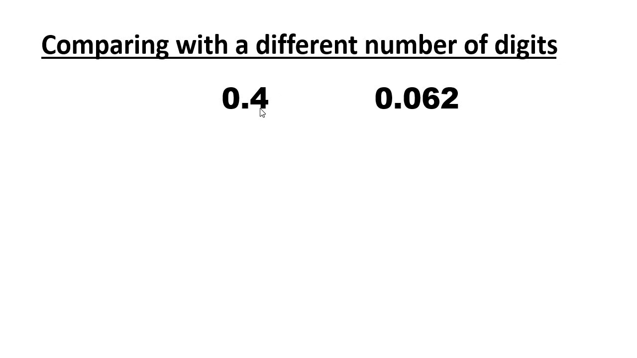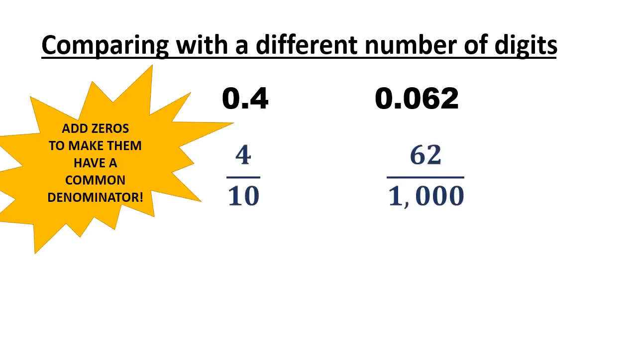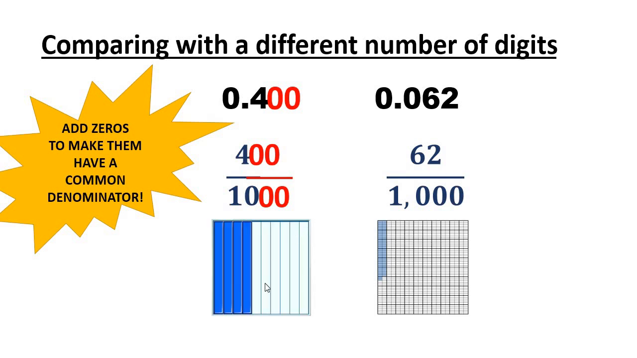Let's try 4 tenths compared to 62 thousandths. Again, we have different denominators. So we're going to use our zeros trick. And we need to make sure that they have the same number of digits. So since there's 3 digits here, I'm going to have to add 2 more zeros over here so that it will also have 3 digits. That makes me comparing 400 thousandths to 62 thousandths. And when I compare those, that 400 thousandths or 4 tenths, that's 4 whole slices of pizza. That's definitely bigger than 62 crumbs.